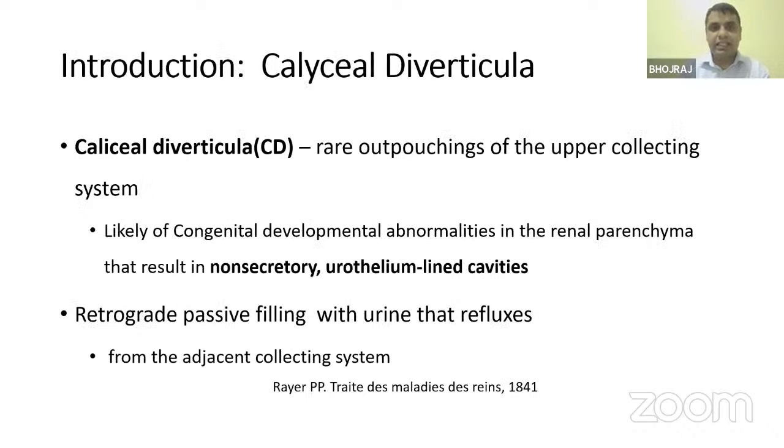As all of us know, calyceal diverticula are rare outpouchings of the upper tract, most likely attributed to congenital developmental anomalies. These are non-secretory urothelium-lined cavities. Urine gets into the calyceal diverticulum by passive filling, refluxing from the adjacent collecting system.